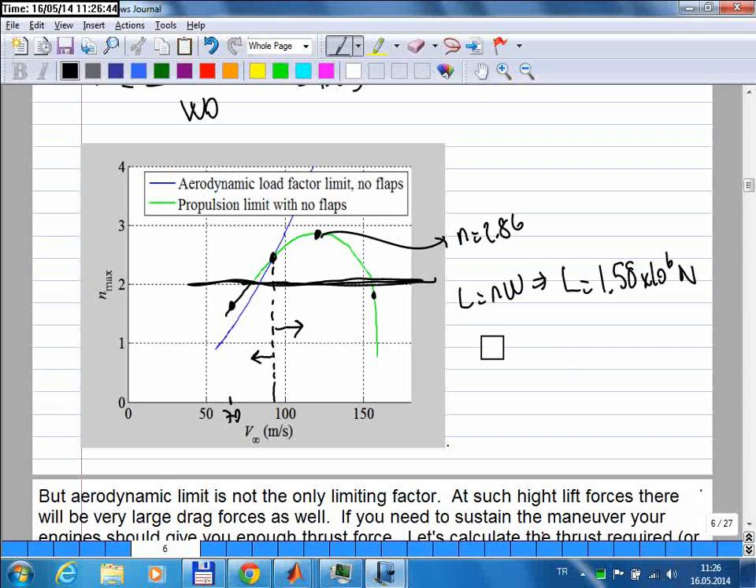Okay, so this is the so-called VN diagram. The horizontal axis is the flight speed, the vertical axis is the load factor, and there are 3 limiting factors: the aerodynamics, which is the blue one, the propulsion, and the structures. Usually the situation is as shown here. The structural limitation is more important than the engine limitation. So you cannot really achieve the maximum load factors your engines can sustain due to structural limitations.